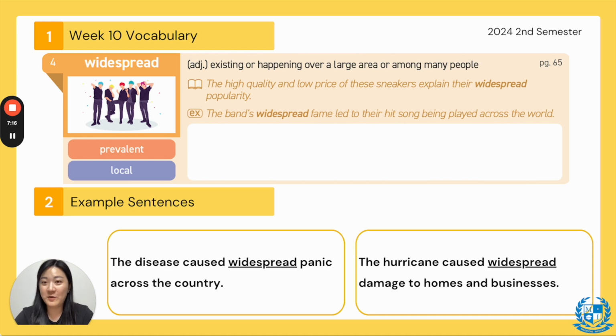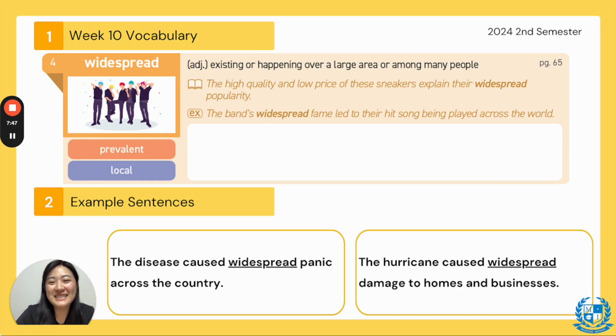Number 4, everyone say widespread. Widespread. The synonym is prevalent, which is a hard word, and the antonym is local. It's an adjective and it means existing or happening over a large area or among many people. So it's widespread, not just a little bit of people, but all of the people.